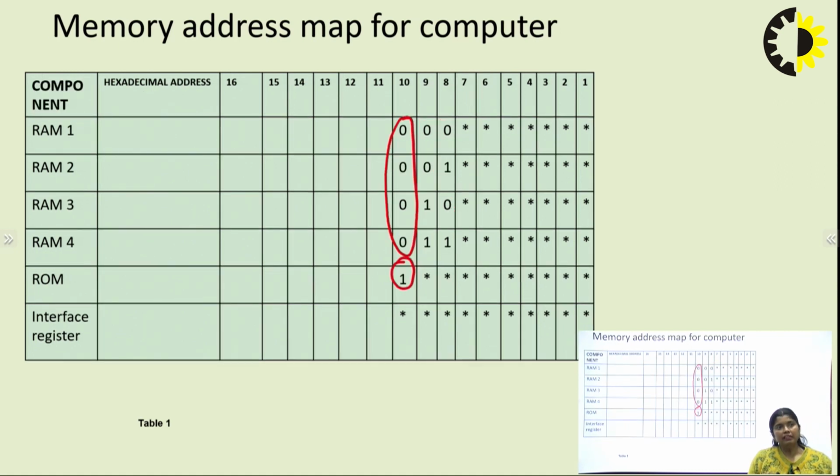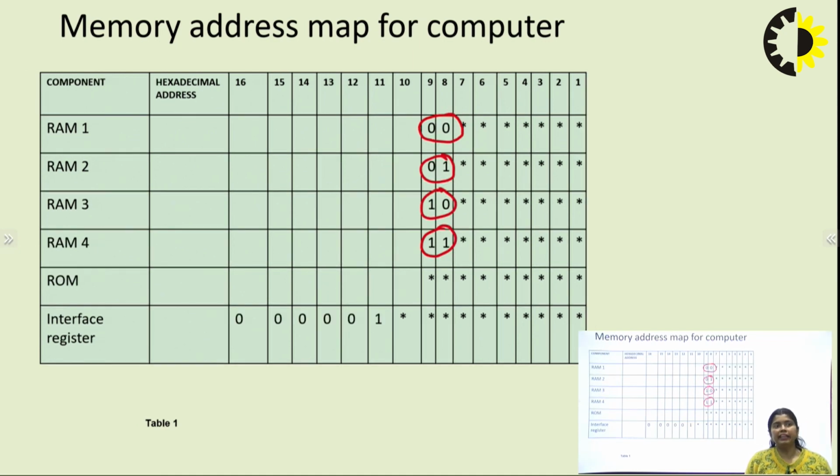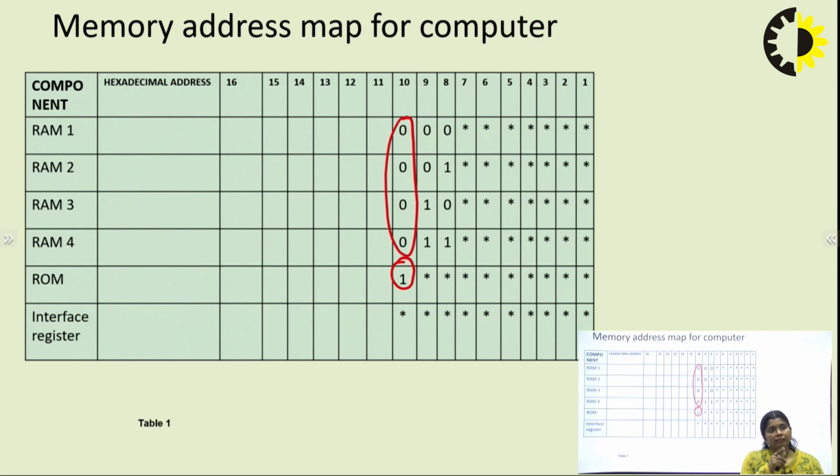And the next is the 10th bit. This particular 10th bit selects whether your data or information is stored in the RAM or ROM. The 8th and 9th bits tell in which particular RAM your data or information is stored. But the 10th bit says whether your data will be stored in the RAM or a ROM.